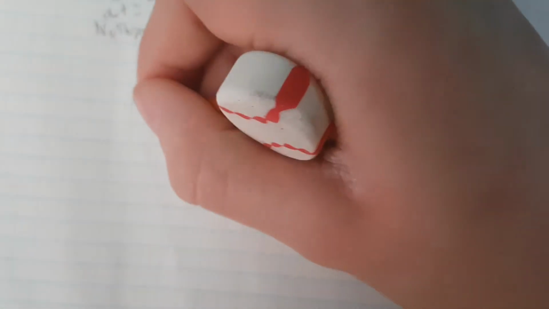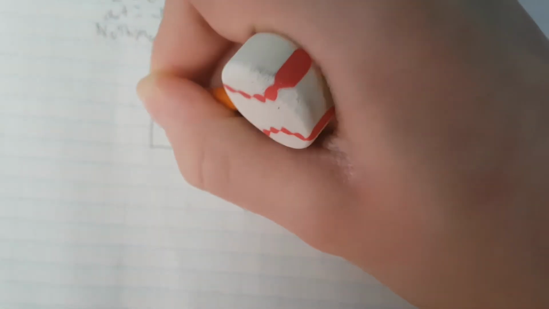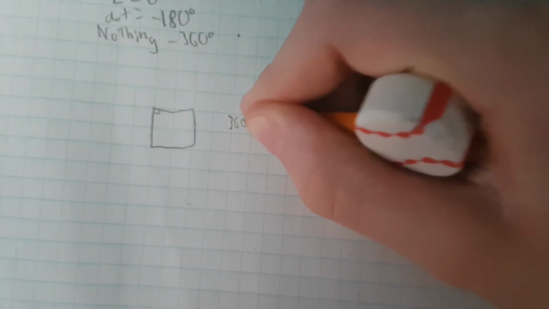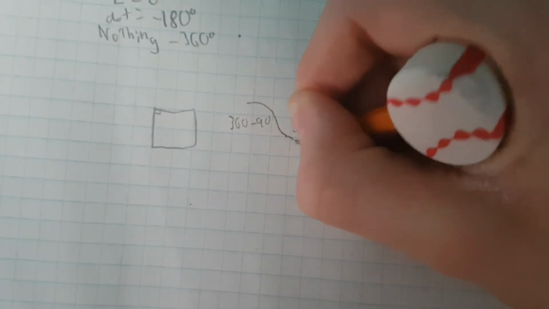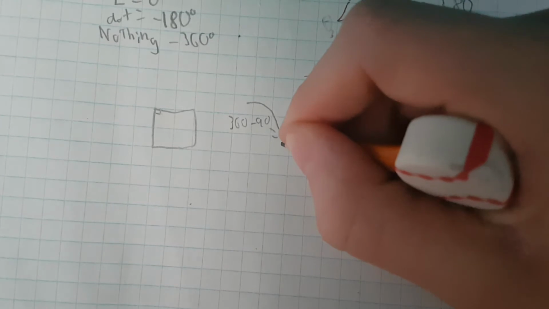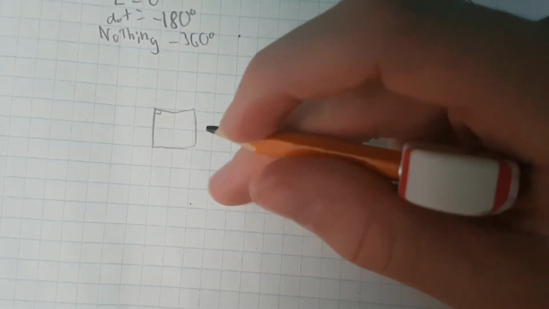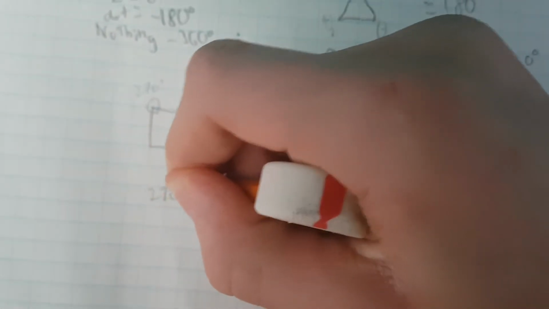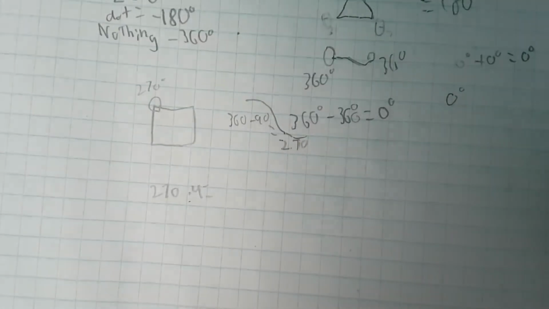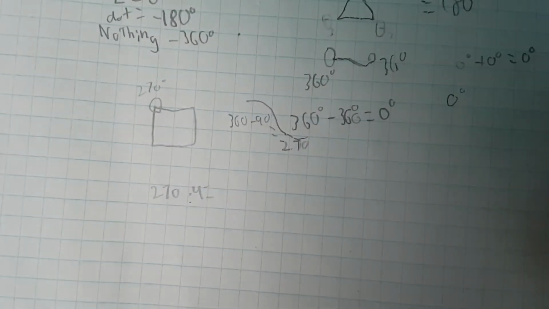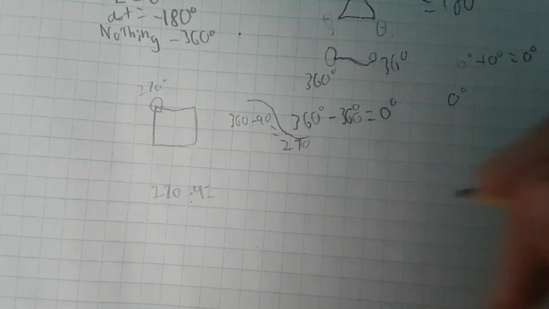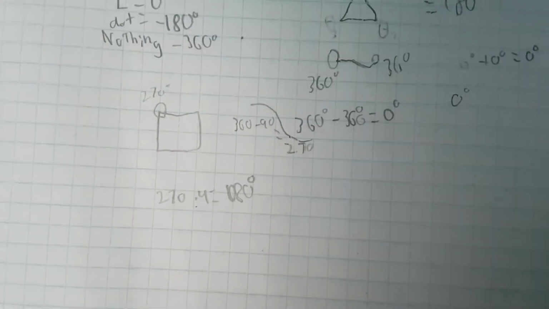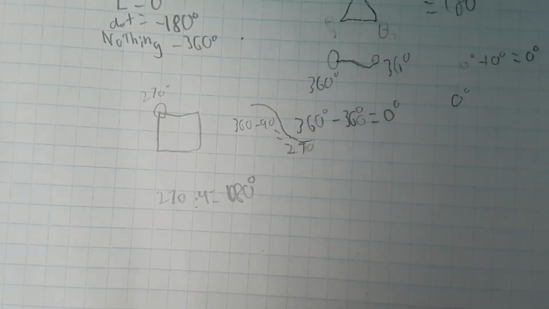If we look at the outside degrees of something, the outside degrees of a square, well, we know this is 90. So what's 360 minus 90? 360 minus 90 is 270. So we know the outside is 270 degrees. So 270 times 4 equals... 270 times 4 would be 1,000, and 20 times 4 is 80, so 1,080 degrees. So the outside of a square is 1,080 degrees.